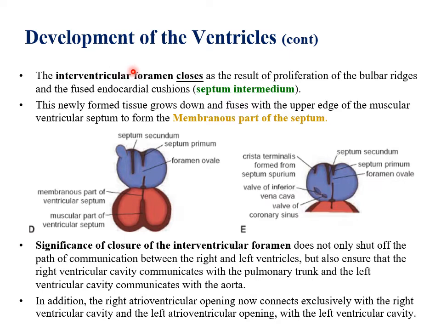The interventricular foramen, this big space, closes as the result of cell proliferation of the bulbar ridges, which fuse with the endocardial cushions and with the septum. This is the septum intermedium. This newly formed tissue grows down from the septum intermedium and fuses with the upper edge of the muscular ventricular septum to form the membranous part of the septum.